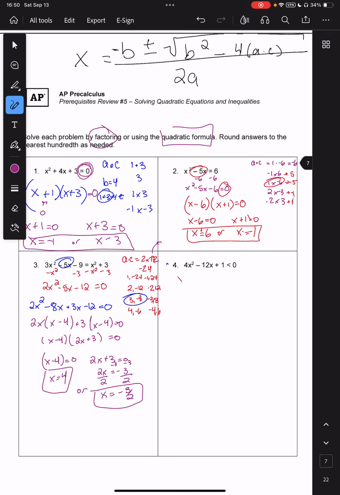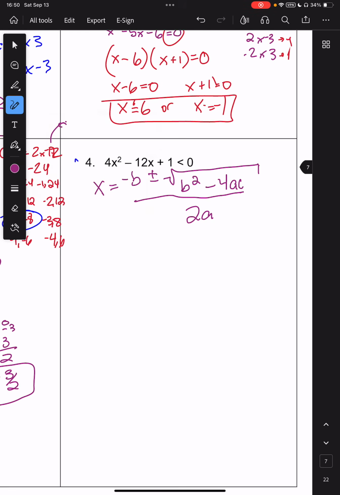Remember, the quadratic formula, x equals negative b plus or minus the square root of b squared minus 4ac all over 2a. Please remember this formula. We'll be using it more in class, but please, please, please remember it. Our a is 4. Our b is negative 12. Our c is 1. So now, every time we see a, we plug in 4. Every time we see b, we plug in negative 12. Every time we see c, we plug in 1.